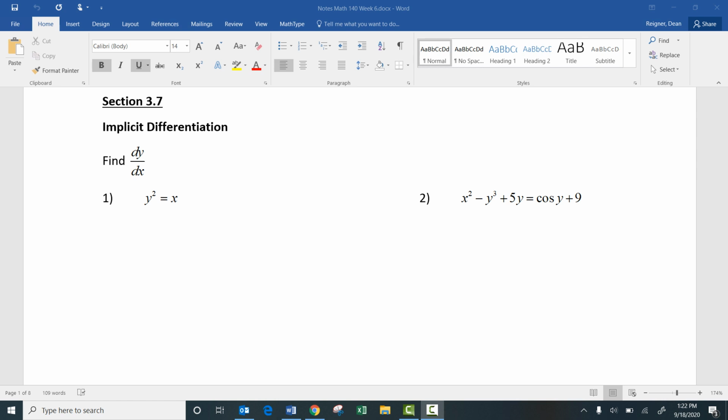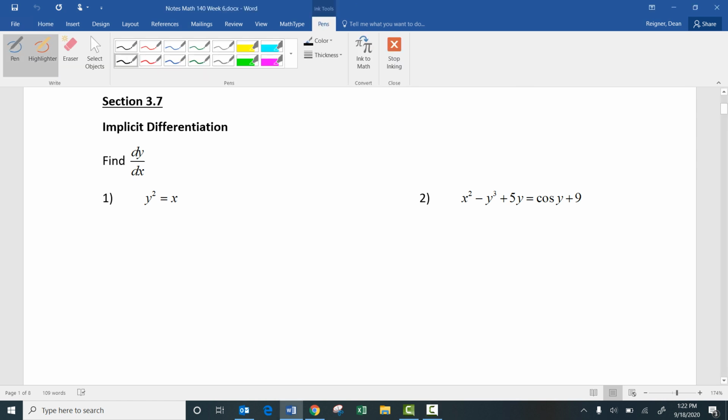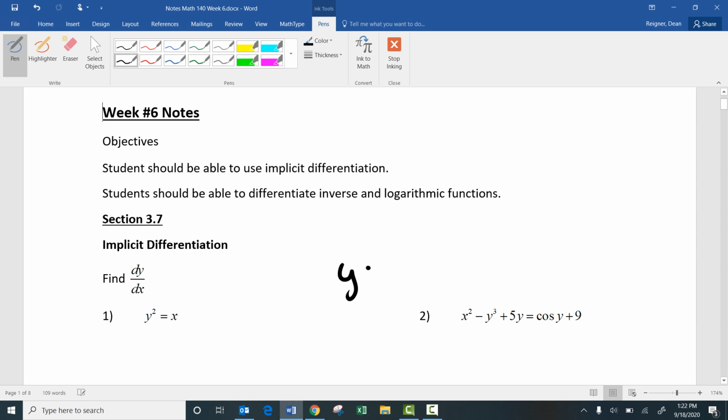Okay, this is week 6 notes. What we're going to start out doing is a process called implicit differentiation. So the derivatives we've done before, we always had, for instance, y equals x squared or something like that. And we said the derivative of y was y prime, or dy dx. And the derivative, this is the power rule, is 2x, okay?